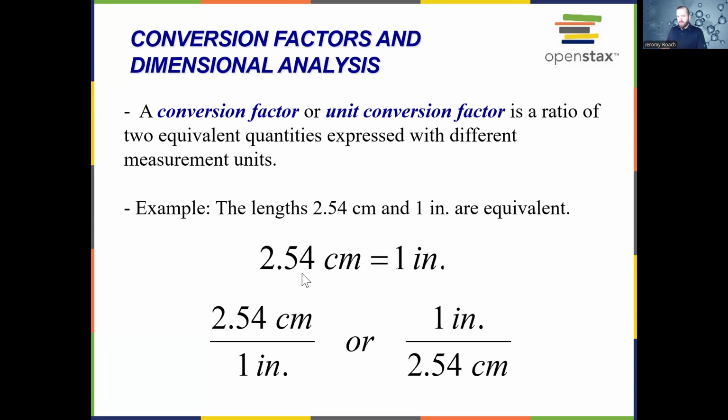So we can write 2.54 centimeters is equal to an inch. We can write that as an equivalent statement, as a ratio, or as a fraction. So 2.54 centimeters equals 1 inch. We can write 2.54 centimeters over 1 inch, and this just equals 1, because it's the same thing. It equals the same amount. And so we can write these as one amount. We can write this as centimeters on the top and inches on the bottom, or inches on the numerator and centimeters on the denominator.